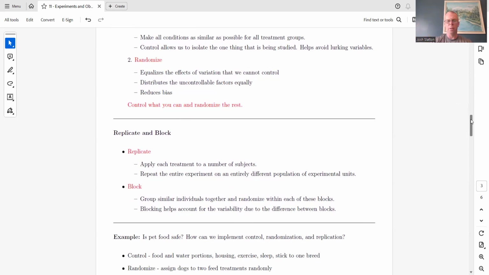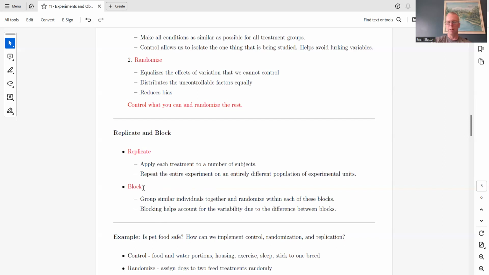So replicating, we want to apply each treatment to a number of subjects. Obviously, if we have 6 treatment groups, we don't want just 6 people in this experiment. You want a number of people to be in each of the 6 treatment groups. And then after doing the experiment, doing an experiment once does not necessarily indicate a particular conclusion. You want to do the experiment again on a different population. But normally when we talk about replicating, we're talking about this first part in this class. So apply the treatment to a number of subjects so that one person is not going to get a treatment and then make any decisive conclusion.